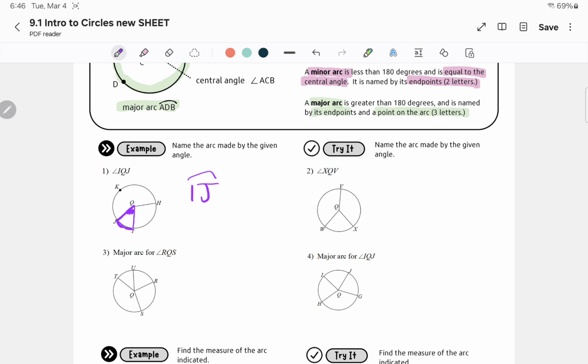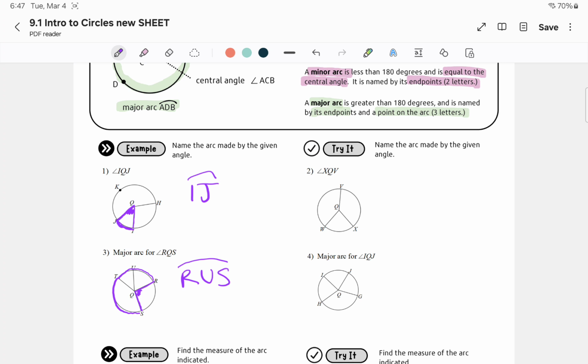And let's do another one. So major arc for RQS. So this angle here. But this time it's the major arc, so it's not going the shorter way, it's going the longer way. So we're starting at R, we're passing U and T, so you can choose either one, and we're ending at S. So our major arc is R, we're passing U or T, let's use U, and we're ending at S, and we put a swoop over it. So go ahead and pause the video and try, I know this is not numbered very well, but try 2 and 4 on your own.